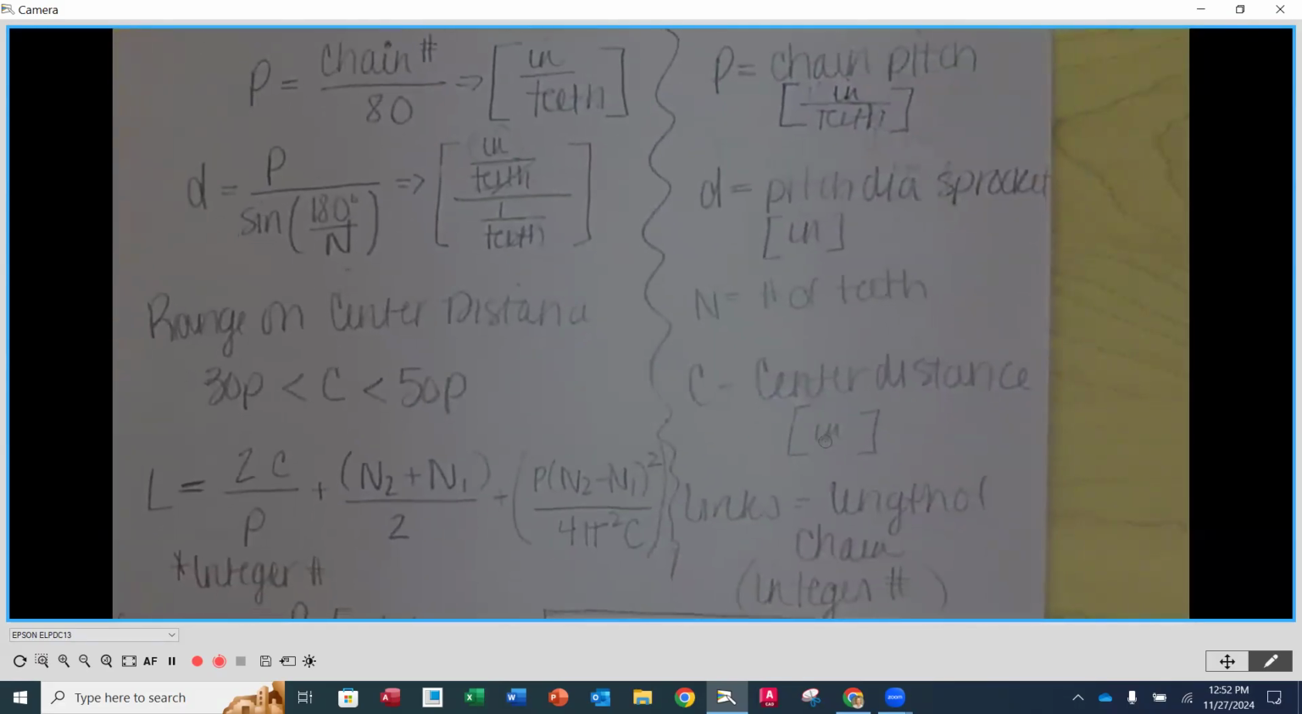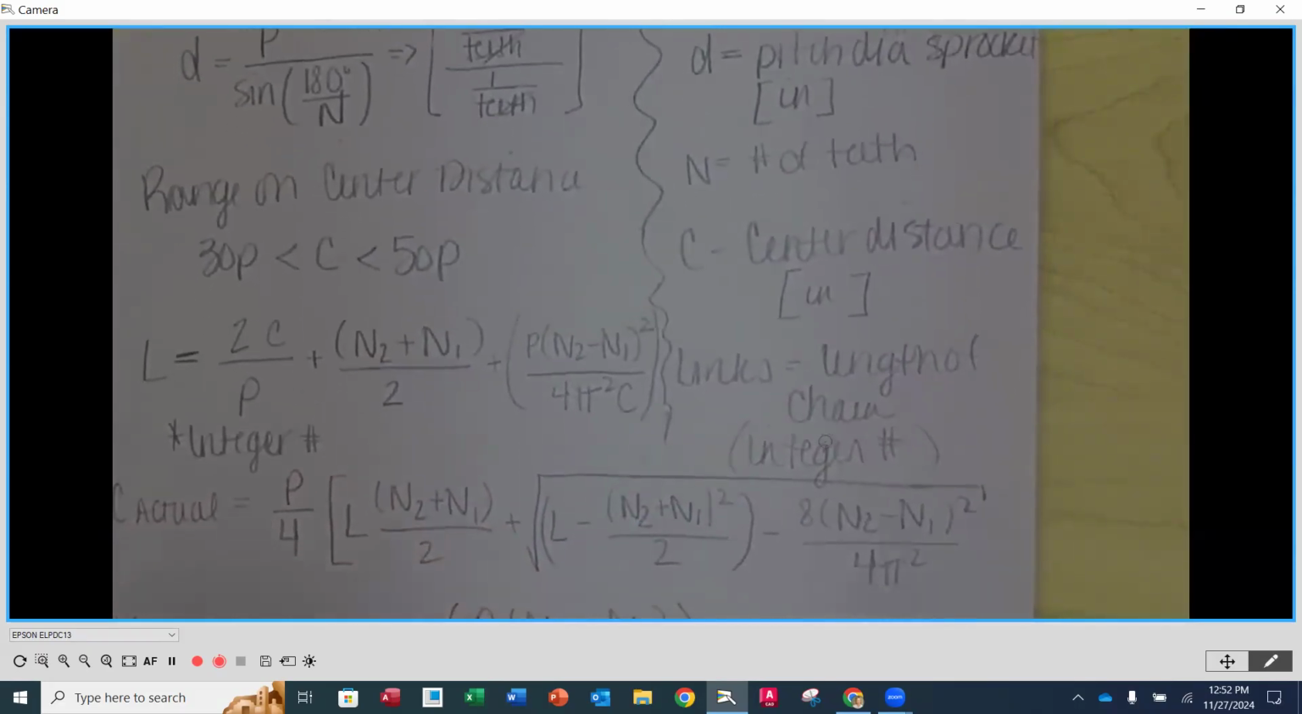Then they had said that the optimal range for the center distance is going to be between 30 pitches and 50 pitches. Okay, that's just a nice number. If you don't have an actual center distance you're working in, you just want to pick something in between there. Then as we look down here, these equations get a little bit longer and you have to write them out. So just be sure that you have them correct.